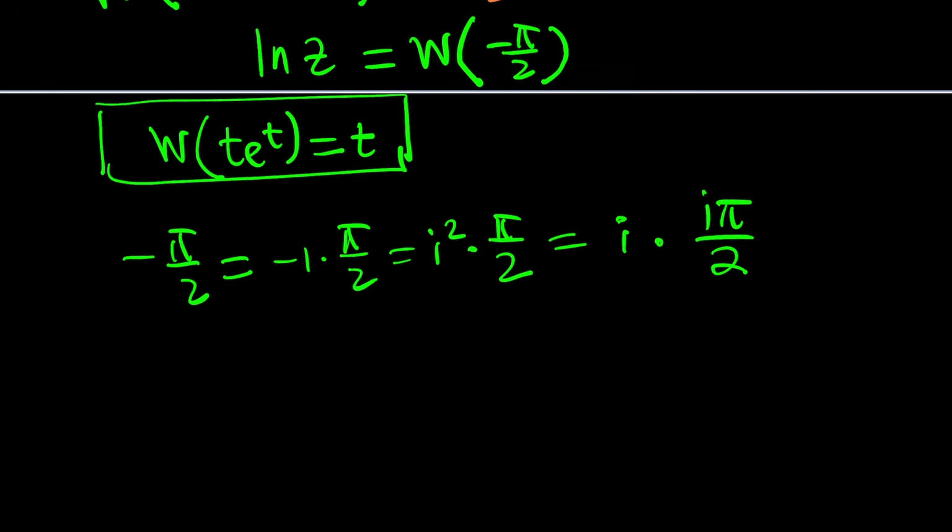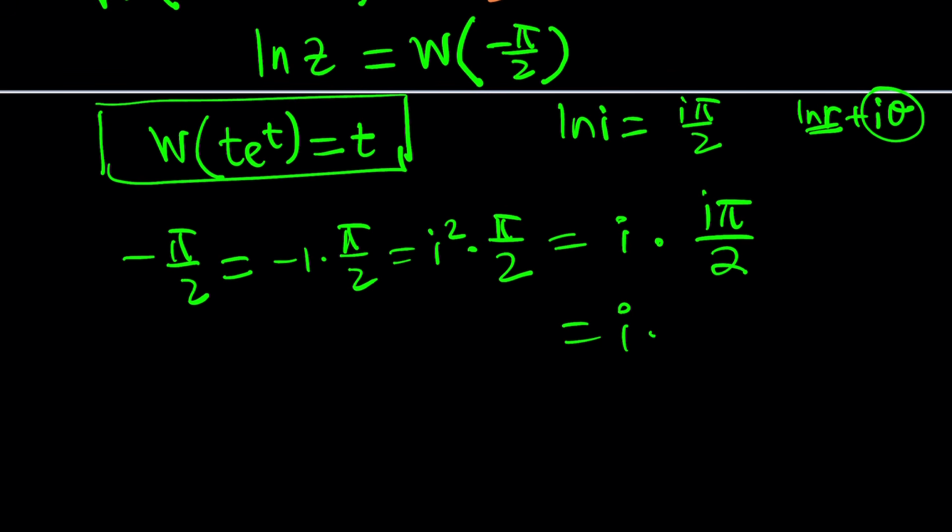This is really cool. You know why? Because if you think about i, ln i is i pi over 2. Why? Because remember the formula, ln r plus i theta. Well, the modulus for i is 1, so ln 1 is 0. So you end up with i theta, which is pi over 2, i times pi over 2. Make sense? So this is i, this is ln i. So how does that help though?